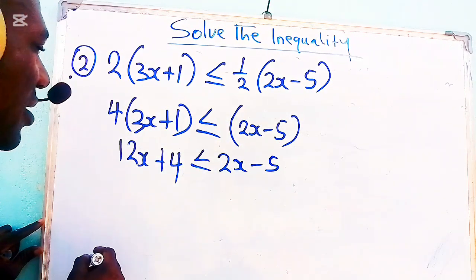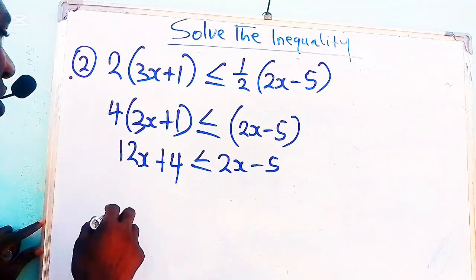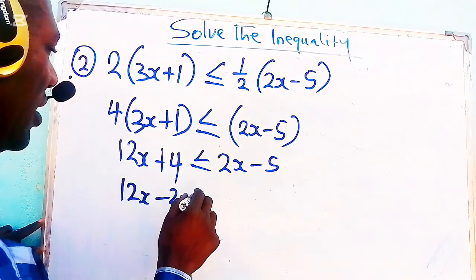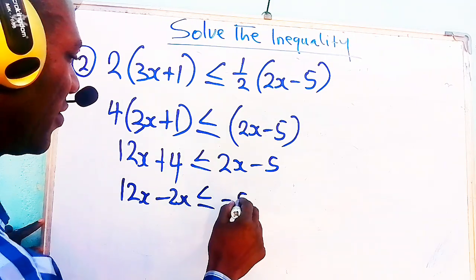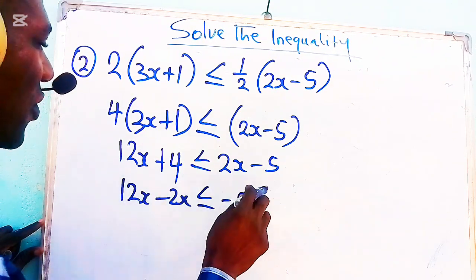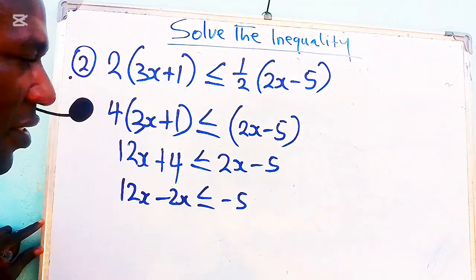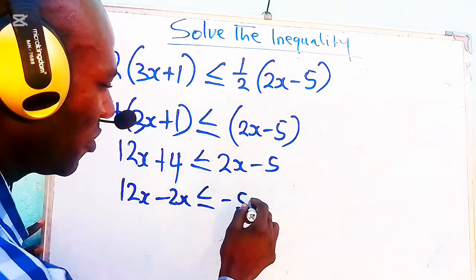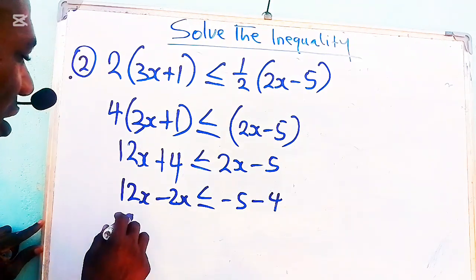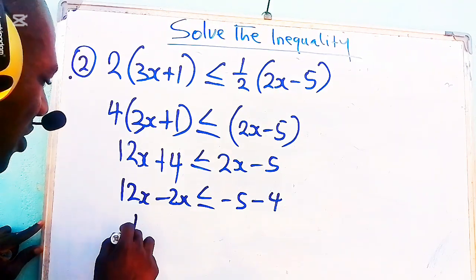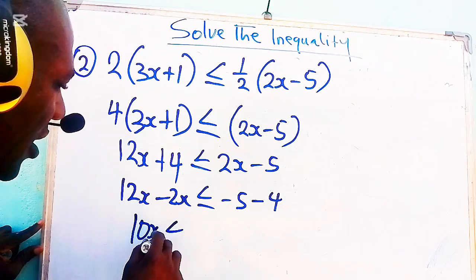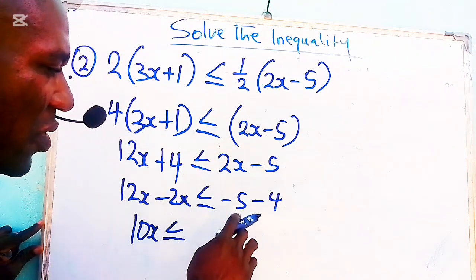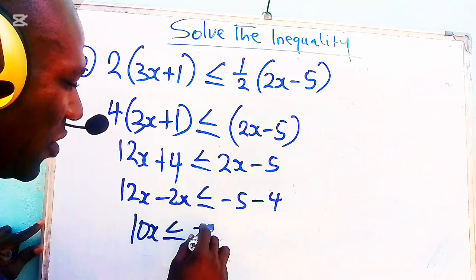Collect like terms as we did in the first question. That will be 12x minus 2x less than or equals to minus 5. This plus 4, as it's crossing to the right hand side of the inequality sign, the sign will change from positive to negative, minus 4. At this end, 12x minus 2x will be 10x less than or equals to minus 5 minus 4, which means we'll be having minus 9.